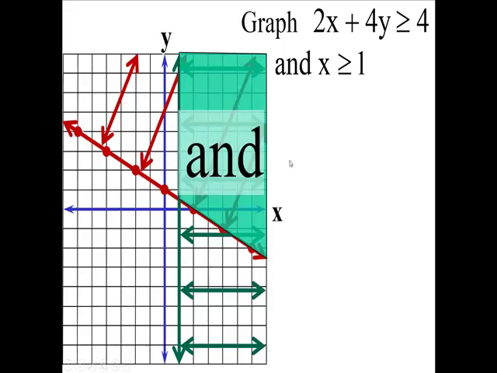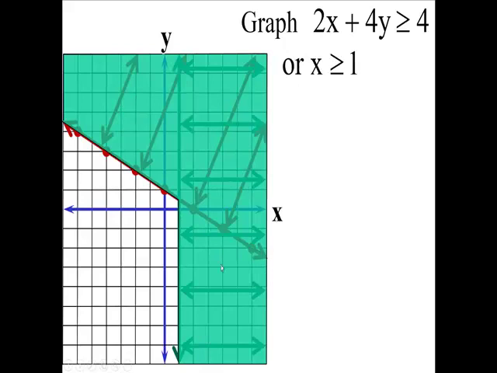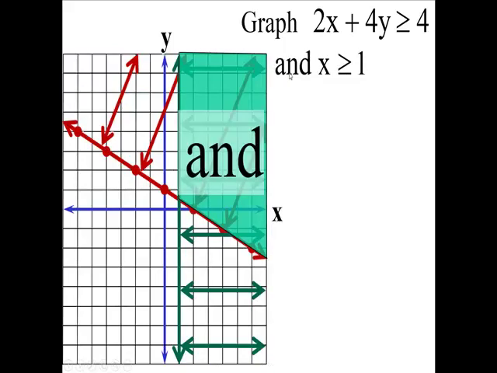This is "and." If we said "or," then all of these points work, okay? Or if you had "or" right there, then all of these points work. But with "and," we only can fill in one section here.